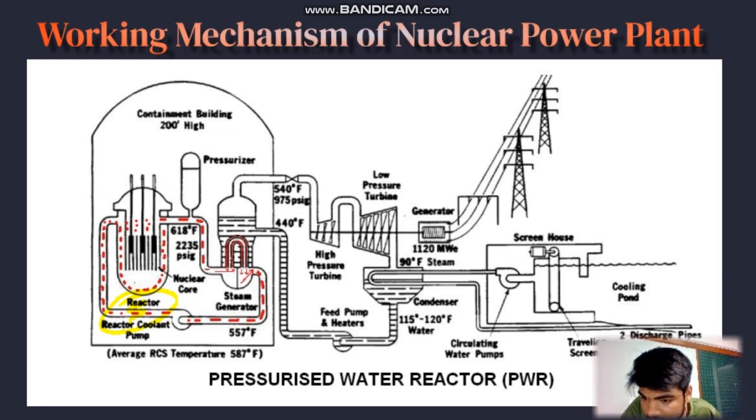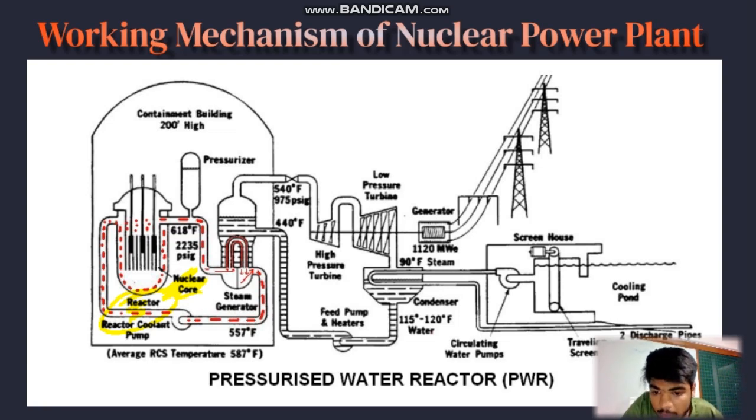Further, let's discuss the nuclear core. The nuclear core consists of fuel rods arranged in specific patterns. These rods contain the nuclear fuel which undergoes fission when bombarded by neutrons. The fission process releases heat and more neutrons which sustain the chain reaction.